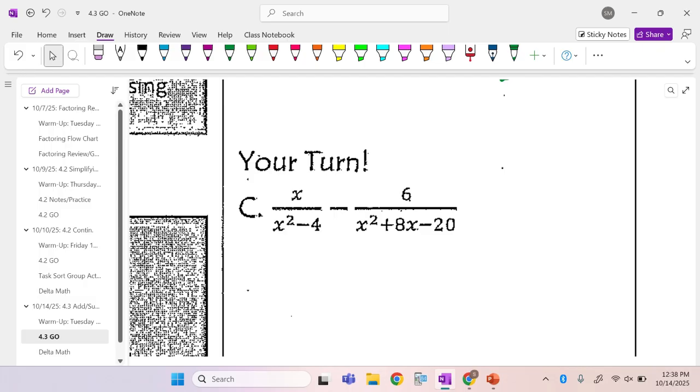So the last one is, you gotta make sure it's simplified. You gotta factor the numerator again, and cross out. So in other words, factor that numerator. And then write those factors out, cross out what you can.